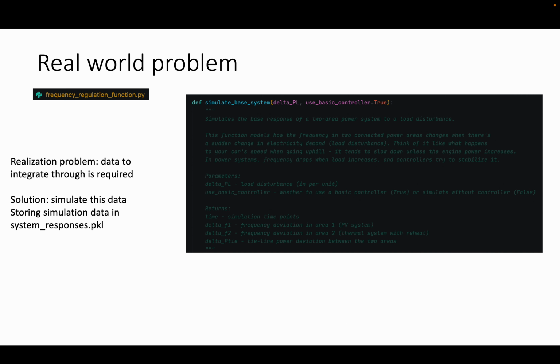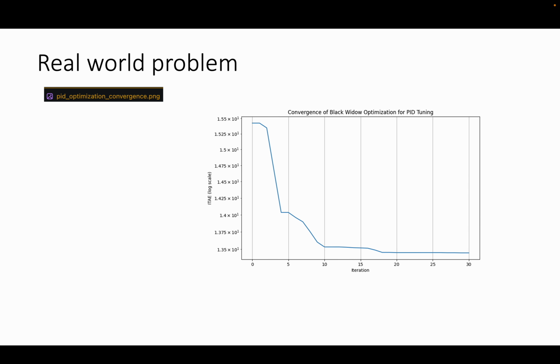There was a problem. I needed some data about the system to iterate through it to calculate the integral, but I did not have it. So I made a function that simulates this data. I ran it before the run of the optimizer, and here are the results of optimization of this function.